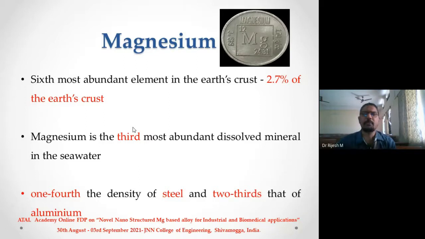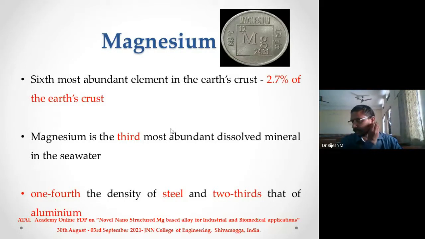It's the sixth most abundant element in the earth's crust. We can say that 2.7% of the earth's crust is made up of magnesium. So we should actually exploit magnesium to a larger extent. And the majority of the sources are in seawater, where it is the third most abundant dissolved mineral.